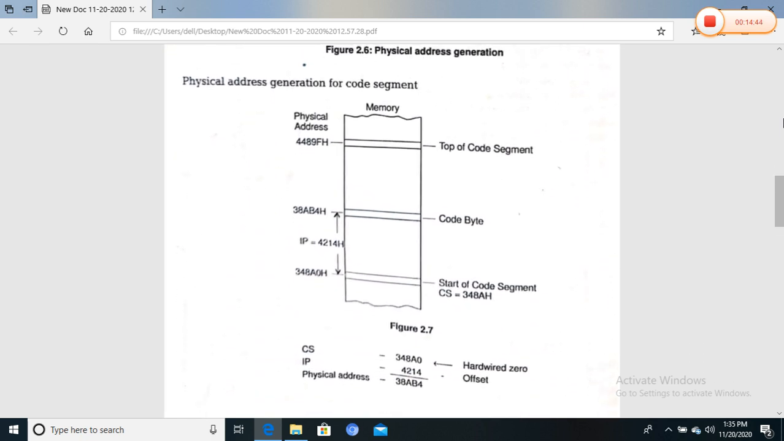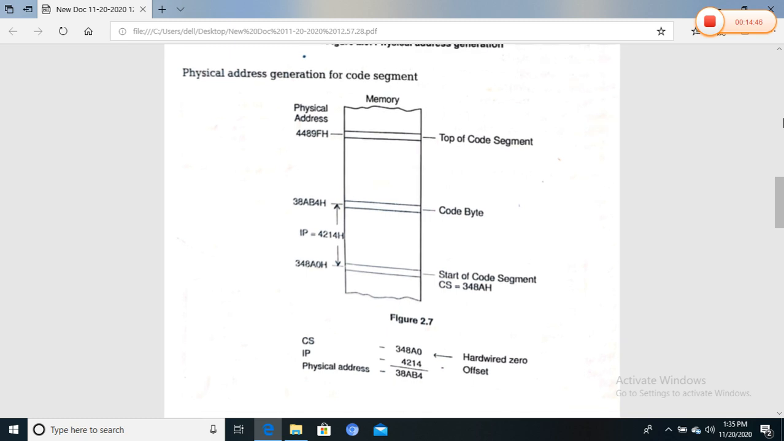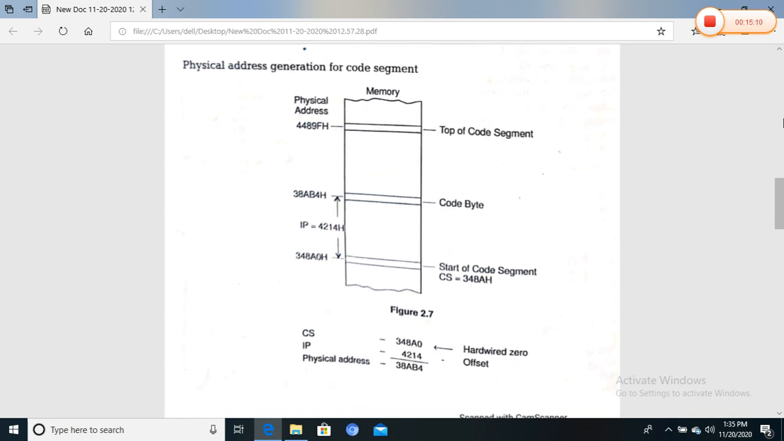We generate the 20-bit physical address. In memory segmentation also, there is a starting address, top address, and bottom address. In a code segment there is an address; to that address we add the 0 and the offset value, and we get the address for every memory location. This is the physical address generation of the code segment memory.